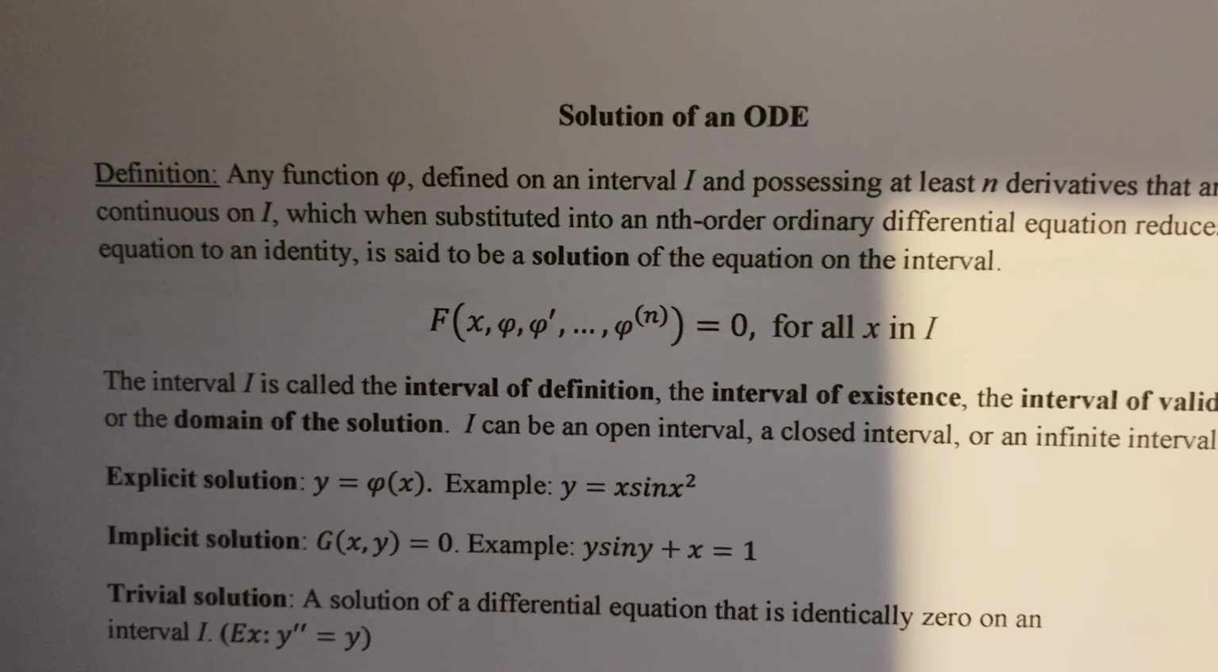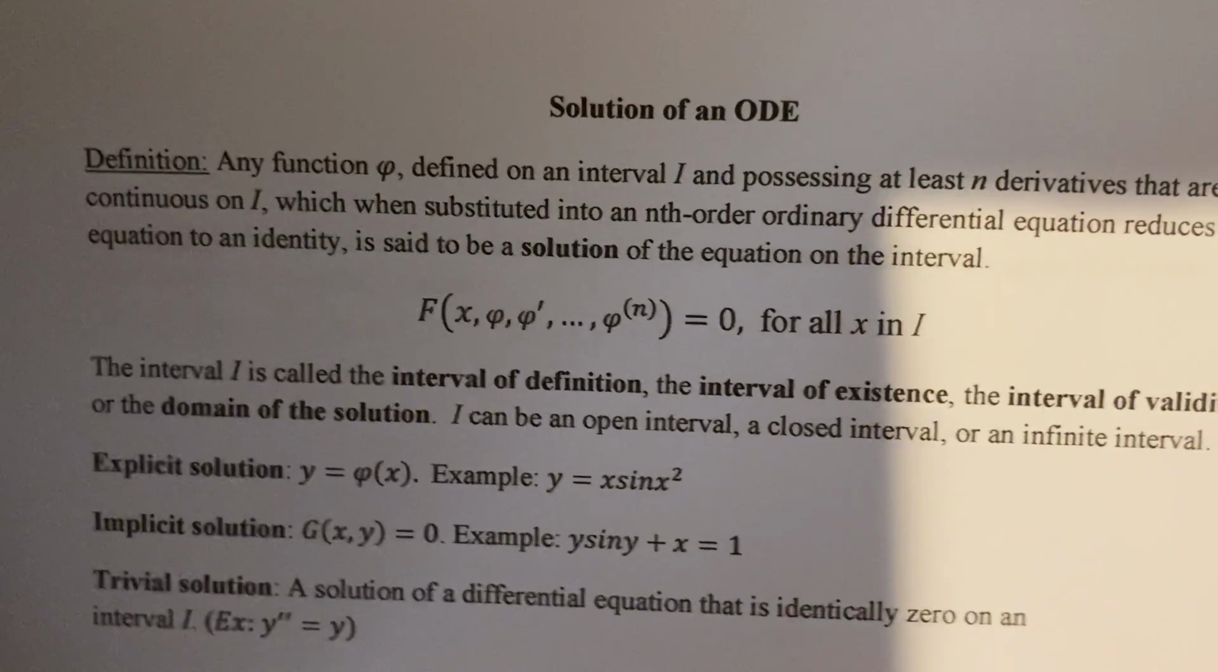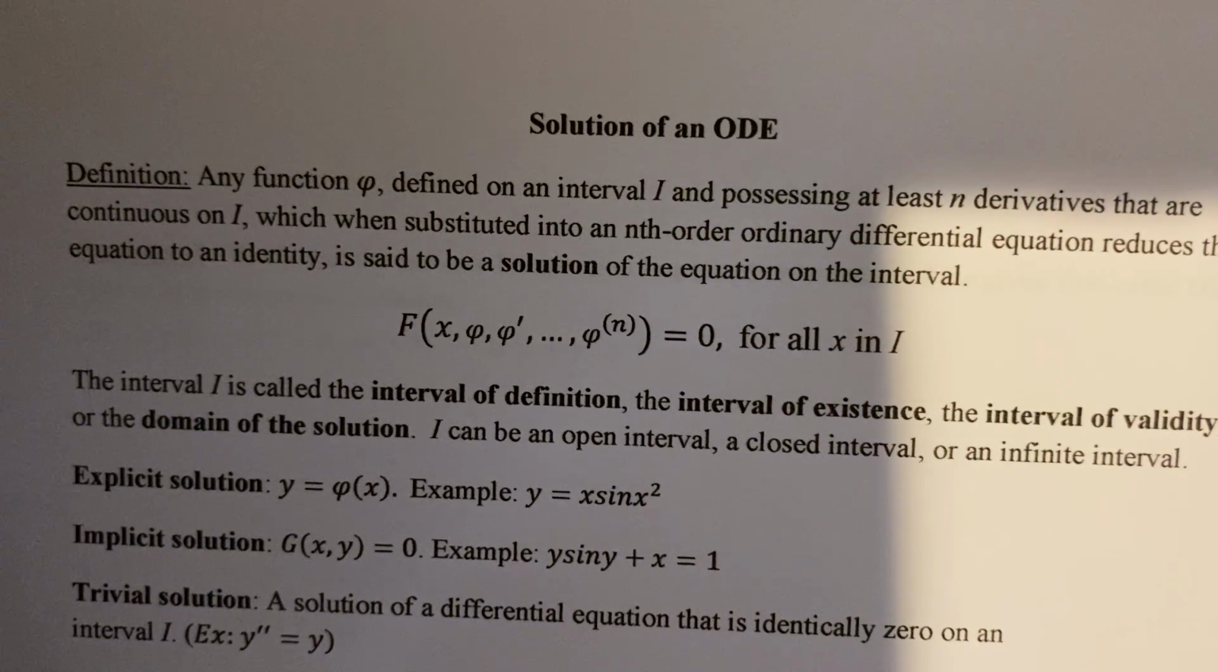Phi, the Greek letter phi, defined on an interval I and possessing at least n derivatives that are continuous on I, which when substituted into an nth order ordinary differential equation reduces the equation to an identity, is said to be a solution of the equation on the interval. So we have our function of x, and then phi prime all the way to phi to the n is equal to 0 for all x in I, where I is called the interval of definition, the interval of existence, the interval of validity, or the domain of the solution. I can be an open interval, a closed interval, or an infinite interval.